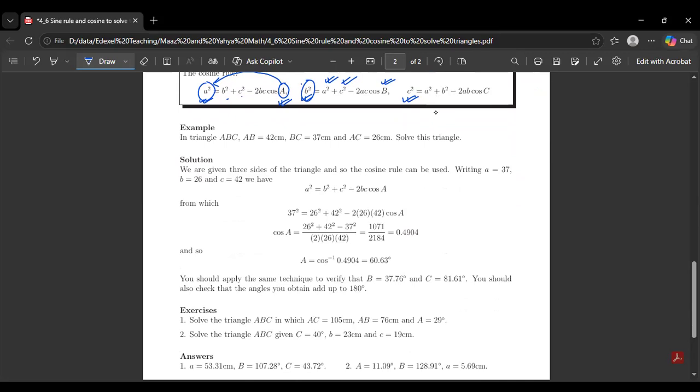C, right? Now here in this triangle ABC, what we know is AB is 42 centimeter, and BC is 37 centimeter, and AC is 26 centimeter. Now, in this problem, as you can see, the three sides are given, right? Mars, you asked this question, how are we going to decide whether we have to apply sine rule or cosine rule? Now, over here in this example, we can see the three sides are given. Do we have any angle in the given information?